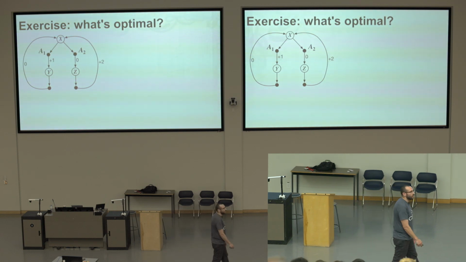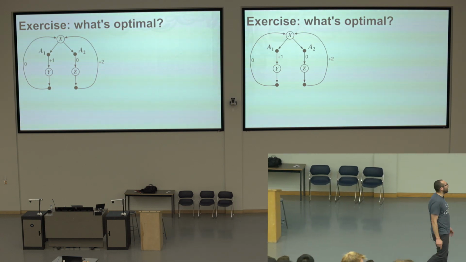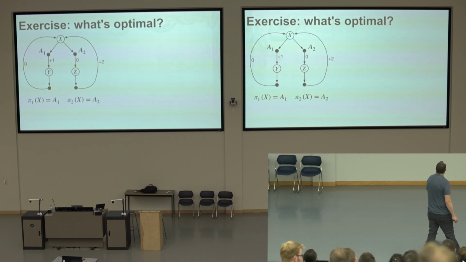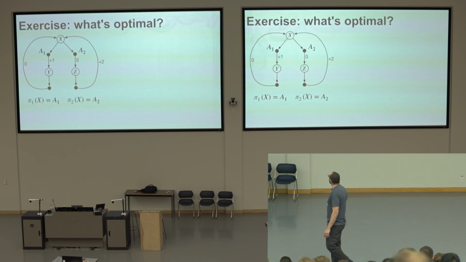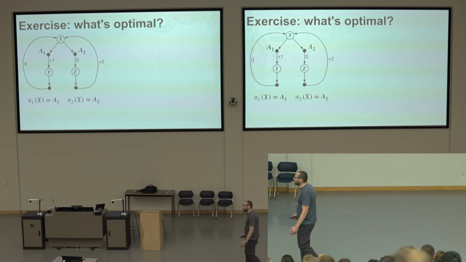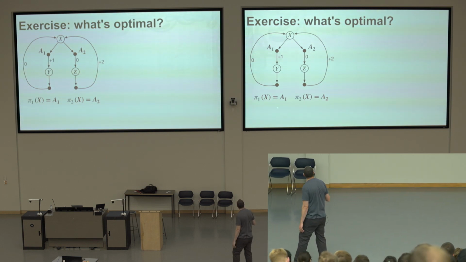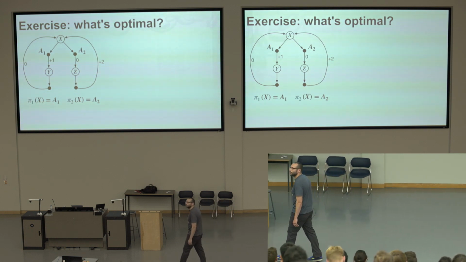Obviously discounting is going to matter here. So we're going to consider two policies and try to think about which policy is optimal given different discount factors. There's only one decision, so pi 1 just takes action 1 and pi 2 takes action 2. Okay?